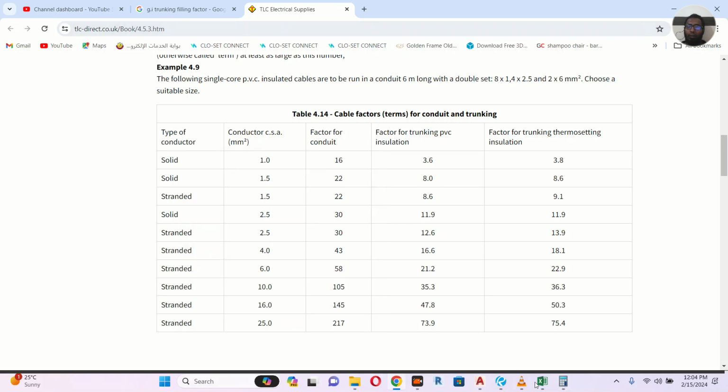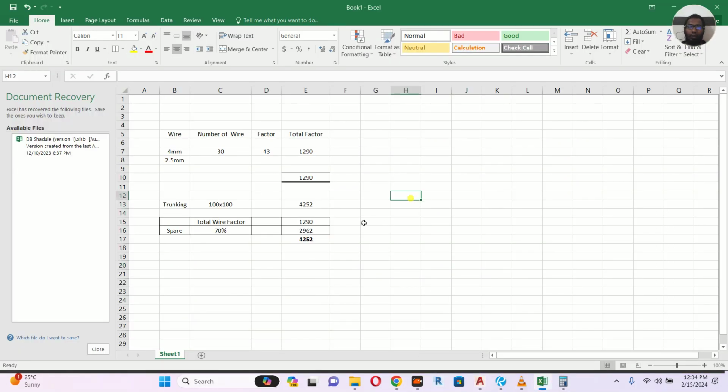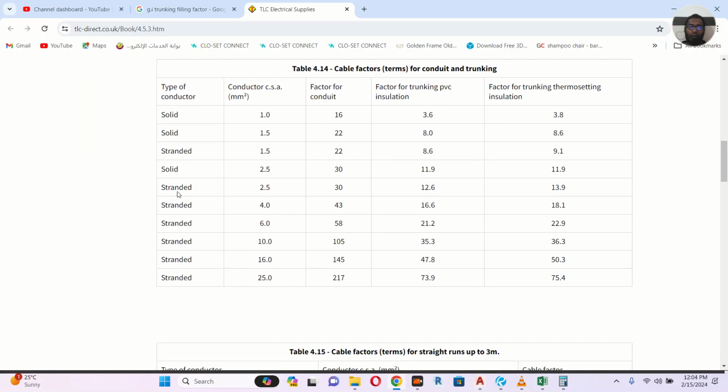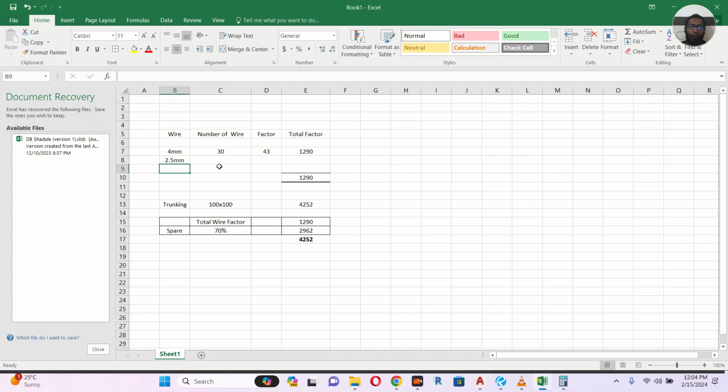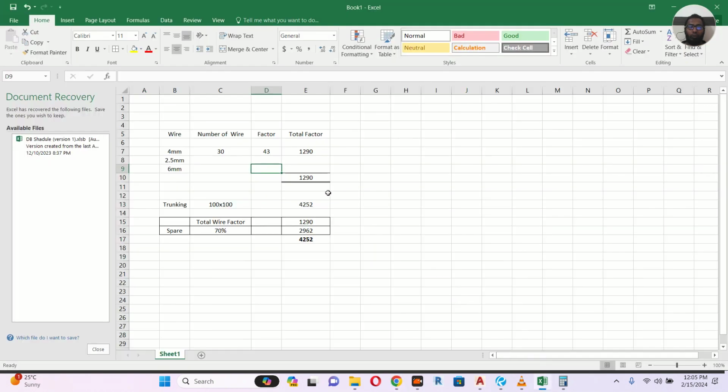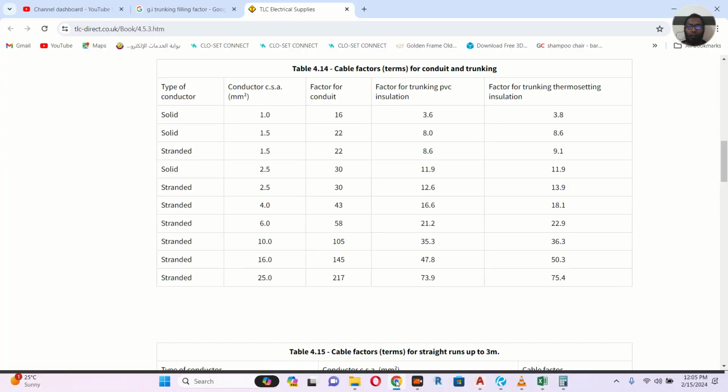I have made one Excel sheet as per that data. I have wire 4 mm and 2.5 mm. Let's go with 6 mm also. Let's go to Google. For 6 mm, the filling factor is 21.2. And 2.5 mm is 12.6.